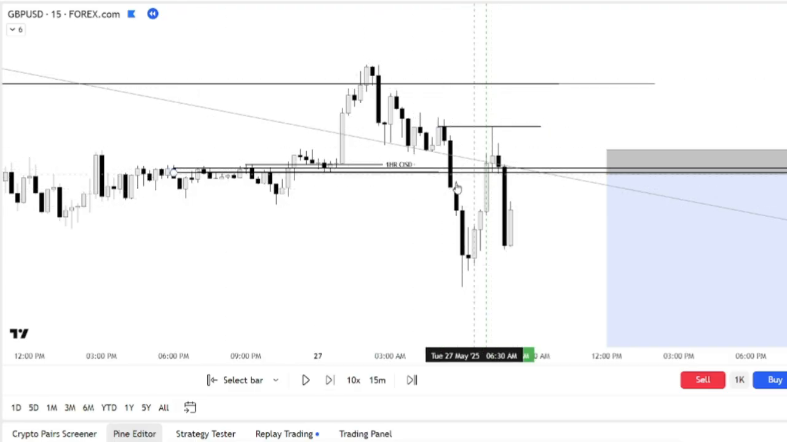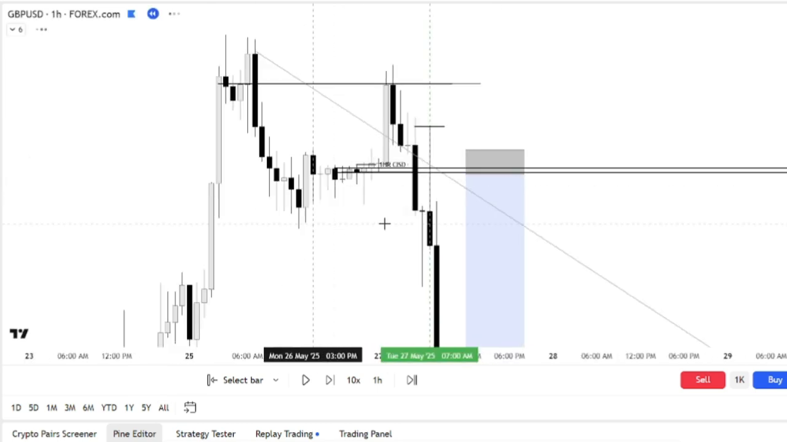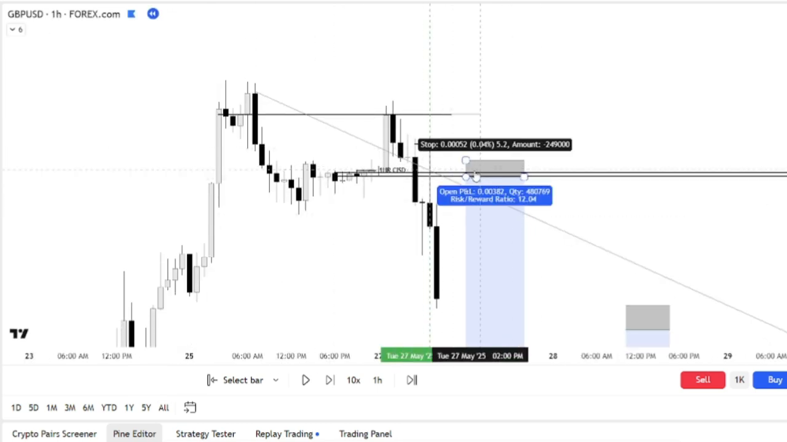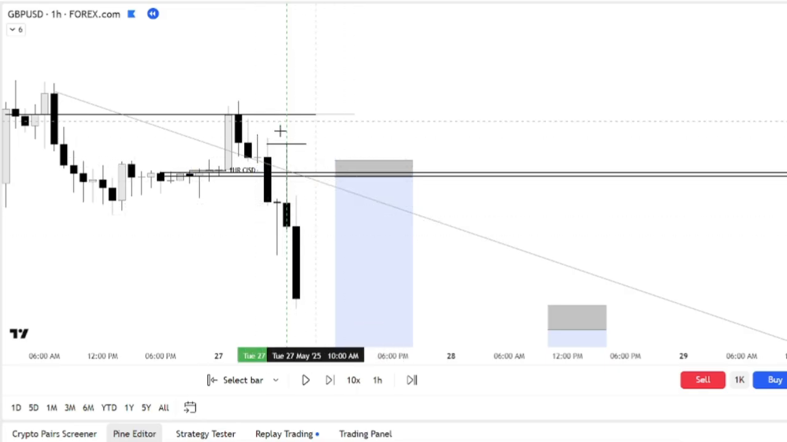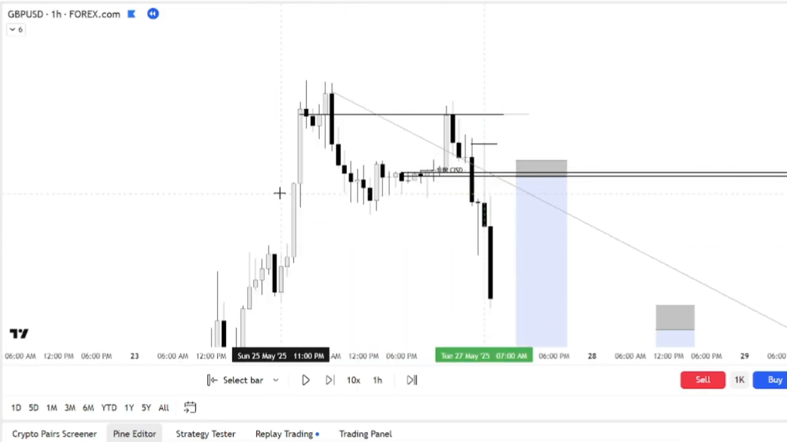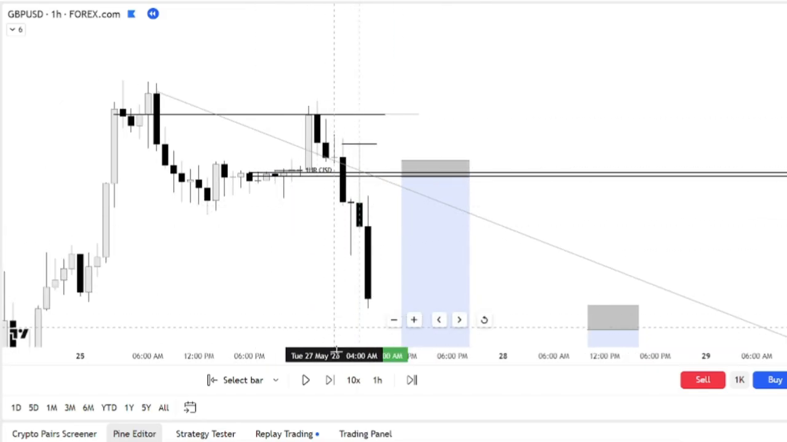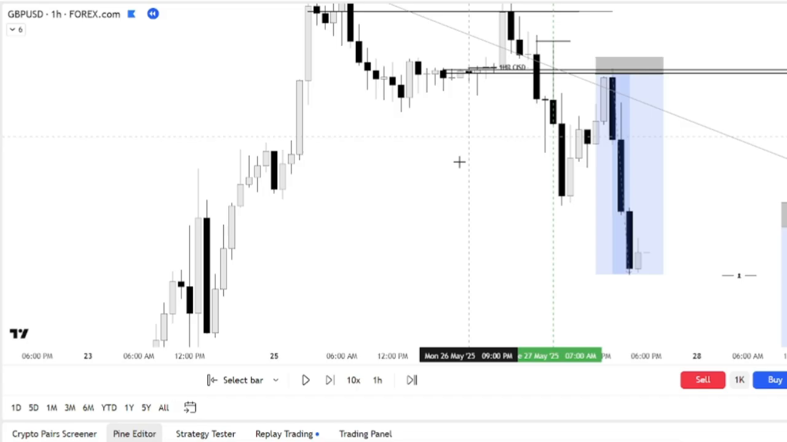It was after inducement had been formed that I decided to take my entries on this particular zone. This is exactly how you can also filter out bad trades. So let's play price and see exactly what happens. Now there was actually a nice drop there.